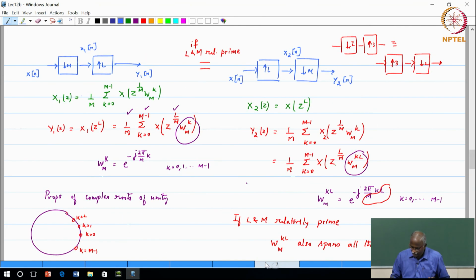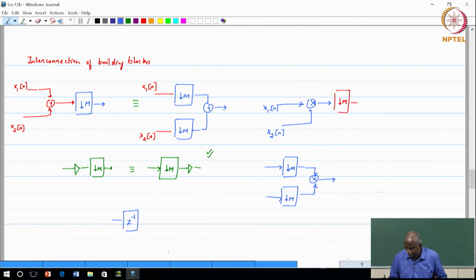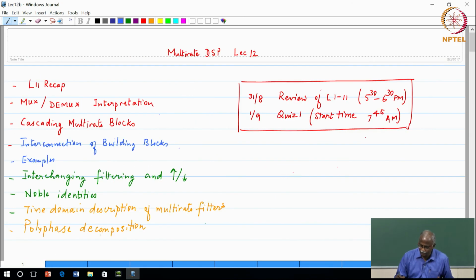So, I believe we have already looked at the interchanging of operations and the interconnection of blocks. If you go back to our outline, we have pretty much come up to this point. We looked at a couple of examples. Now, when you introduce delays in combination with multipliers and adders, what do you get? A filter: delays, multipliers and adders. So, when you have filtering and you have either upsampling or downsampling, am I permitted to change the order, or under what conditions can I, and how do I make the computations efficient?